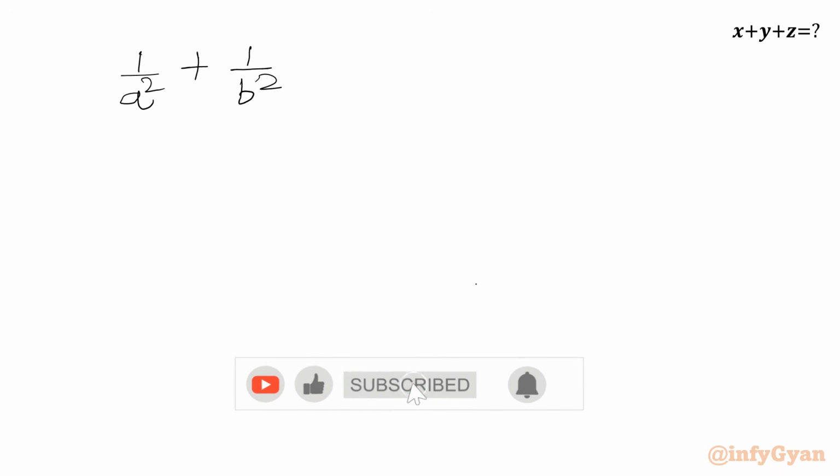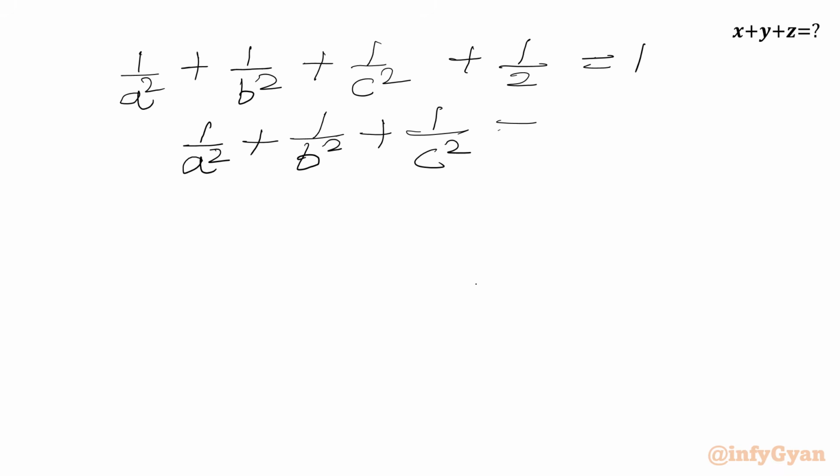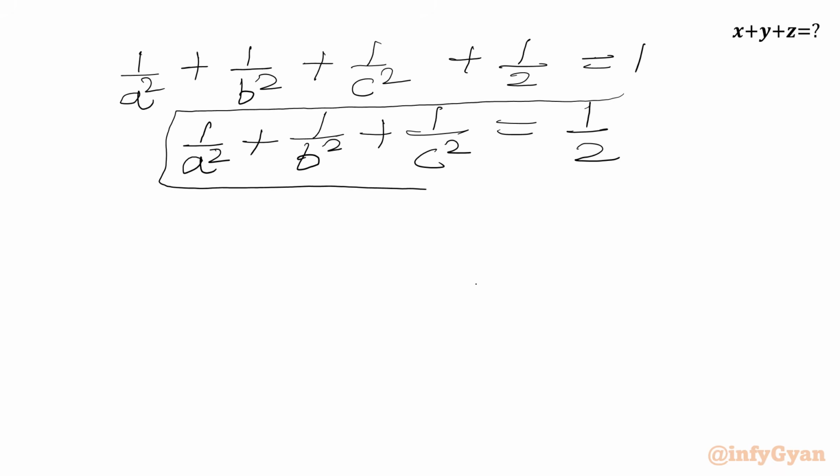So I will write 1 over A square plus 1 over B square plus 1 over C square plus half equal to 1. Now we can subtract half from both the sides to get the value of 1 over A square plus 1 over B square plus 1 over C square. We will get half. This is one very important result as far as our required expression is concerned.